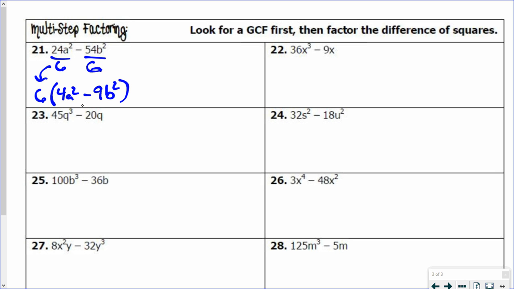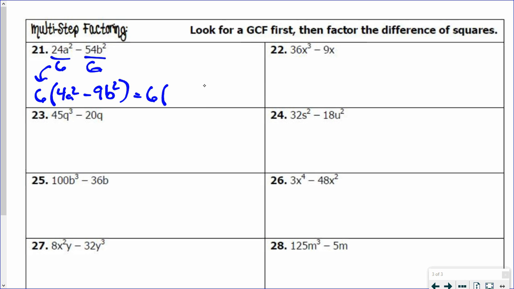Now I want to do what we did on the last page, and I want to factor this difference of squares. So I couldn't do that before. So like the square root of 24a squared is a long decimal number. And the same thing with 54. They're not perfect squares. So if I look now, the square root of 4a squared is 2a. The square root of 9b squared is 3b. So I can factor these. So don't forget to leave the 6 there.